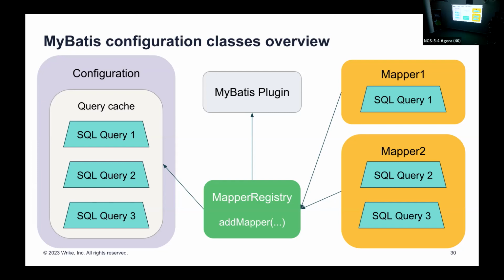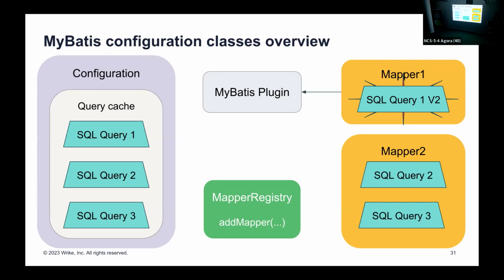And what we will actually do is instrument this add mapper method, adding some custom logic to it, and we will just call a method of our plugin to save the references to the configuration instance and the set of mappers. And let's say the developer comes, updates the query, does the hot swap, and we right now have to update the query cache. So the new query will be used by the application.